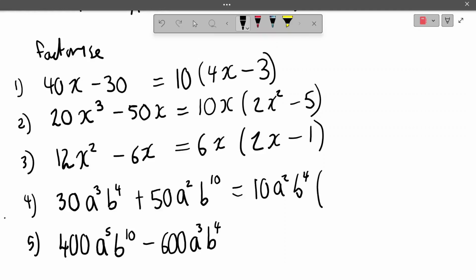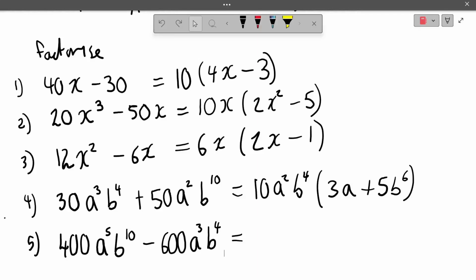So 30 divided by 10 is 3. A cubed divided by a squared gets you just a. B to the power of 4 divided by b to the power of 4 is 1. So therefore that just disappeared. Then we have our plus symbol. 50 divided by 10 is 5. A squared divided by a squared is 1. So that kind of disappears. It's just a times by 1. And b to the power of 10 divided by b to the power of 4 is b to the power of 6. Done.